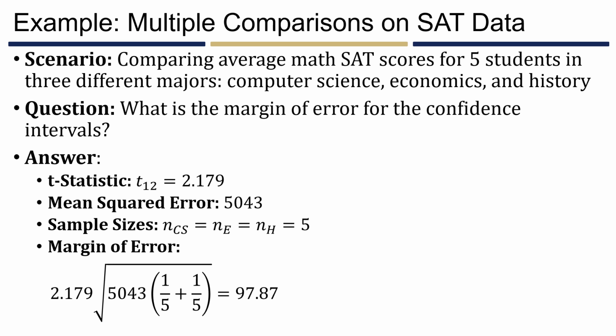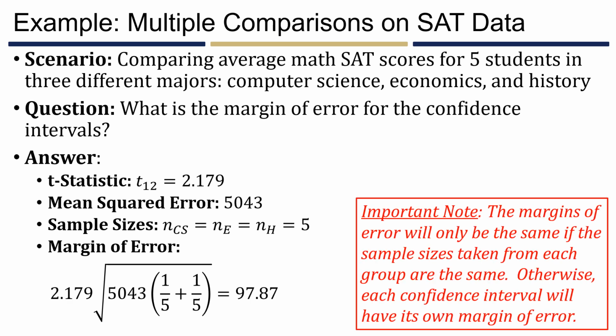What this means is that the margin of error for every confidence interval that we calculate is going to be 2.179, our t-statistic critical value, times the square root of the MSE, 5,043, times 1 over 5 plus 1 over 5. We're only comparing 2 groups at a time, so we only need 2 of those 3 sample sizes underneath the radical. That's going to give us a margin of error of 97.87.